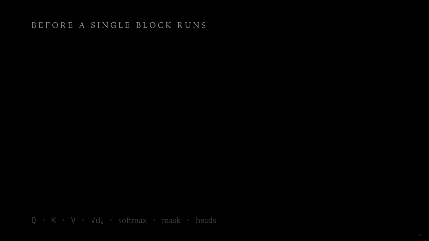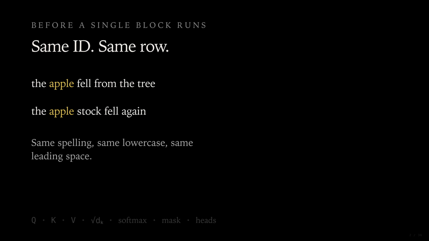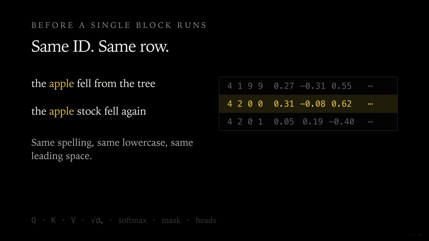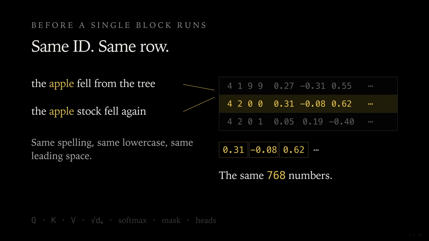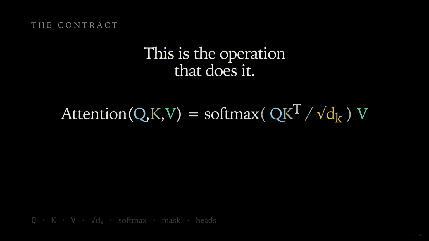You might reasonably think that capitalization gives it away. So here are two sentences where the token really is identical. Same spelling, same lowercase, same leading space, which means the same ID and the same row of the embedding table. Before position has been added, and before a single block has run, the fruit and the company are literally the same 768 numbers. The operation that fixes that is the one on screen, and almost every large language model you have ever used is built around it.